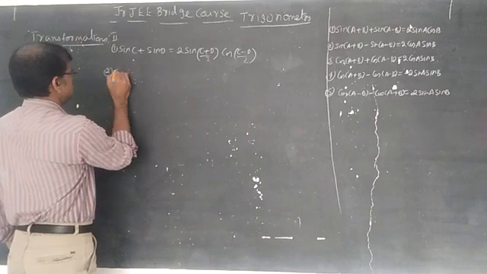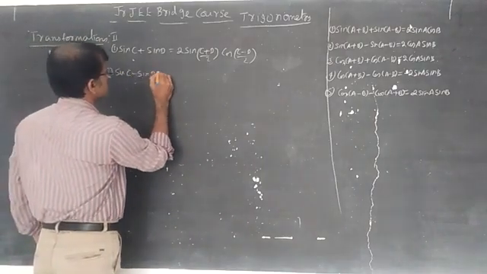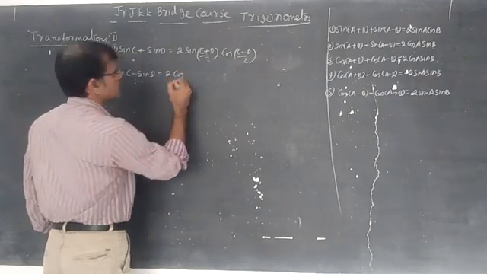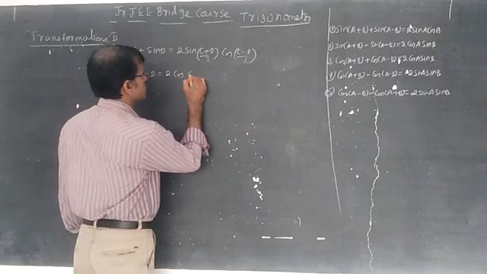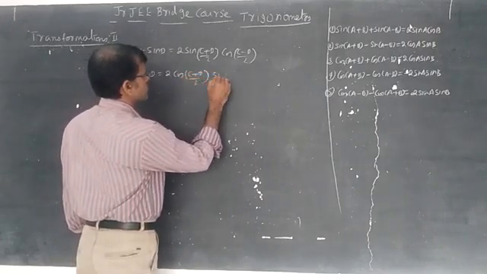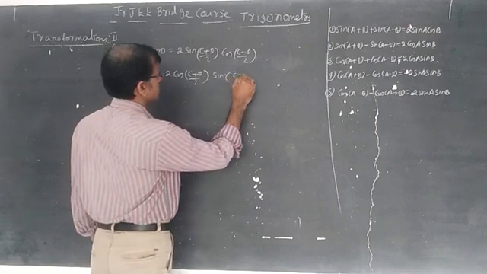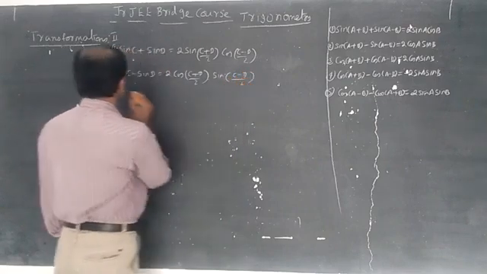Second one, sin C minus sin D. Observe this one, 2 cos A sin B. So here you will be getting 2 cos of (C plus D) by 2 into sin of (C minus D) by 2.